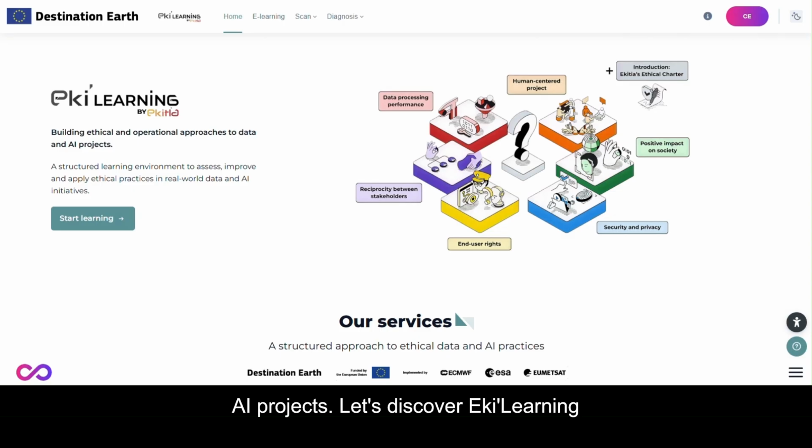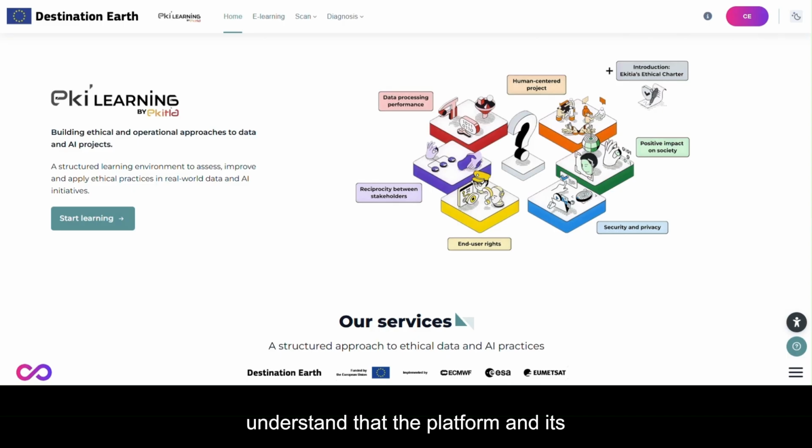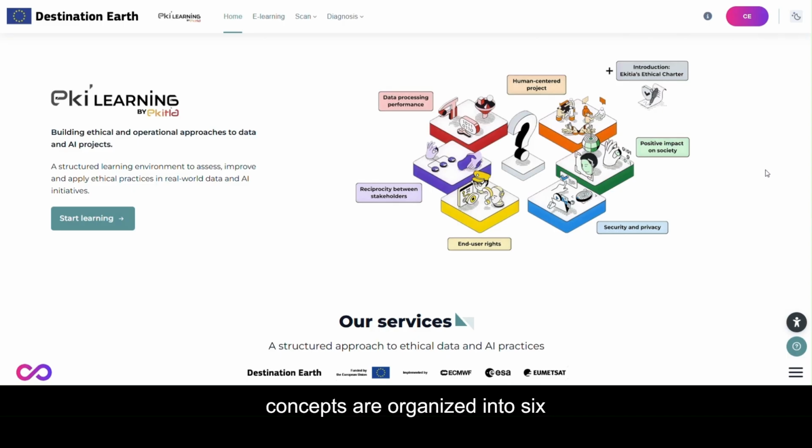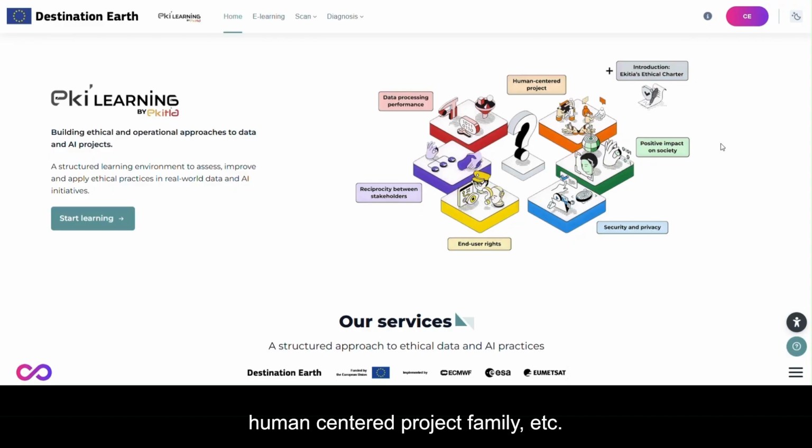Let's discover Eki'Learning together. First, it's important to understand that the platform and its concepts are organized into 6 families. Within each family, you will find key concepts called principles. For example, whenever you see the color red, it means we're talking about data processing performance. The orange color is linked to the human-centered project family, etc.